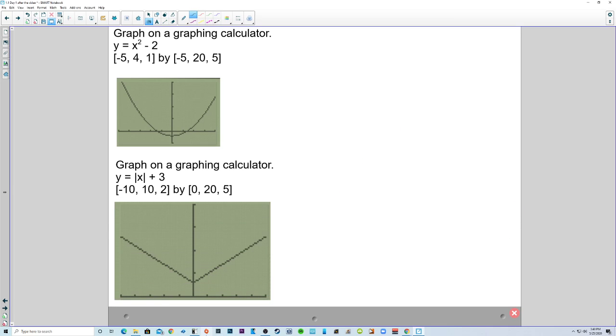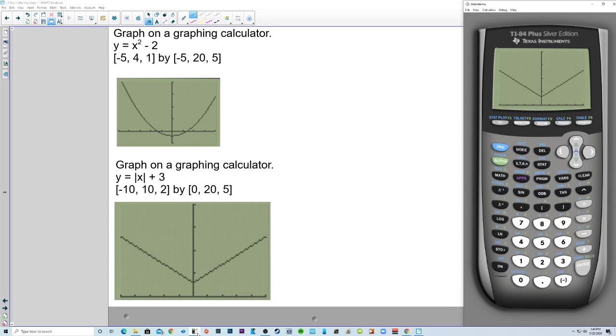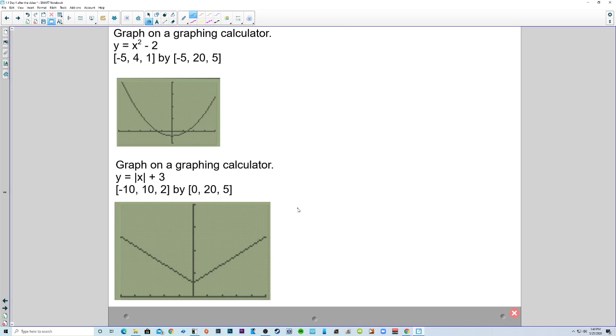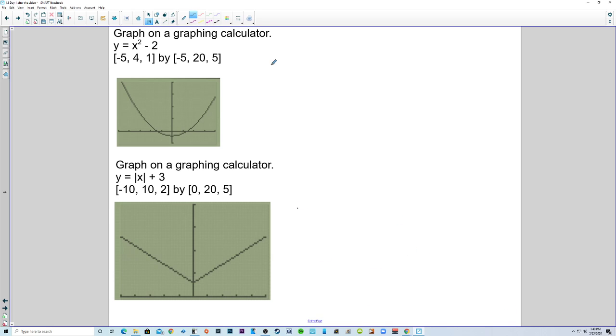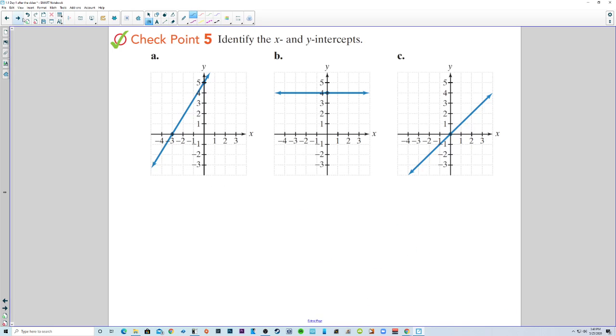And there we have it. And should be exactly the same. I think that's the only one. Only 2 on the page. There we go. Checkpoint 5, identify the x and y intercepts.